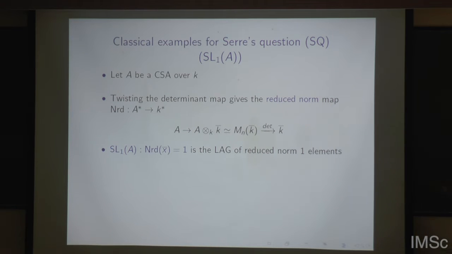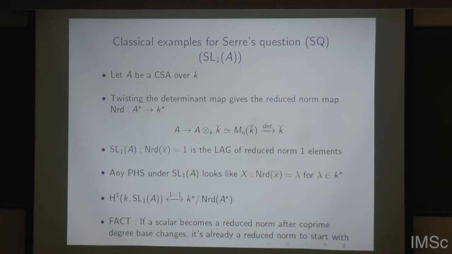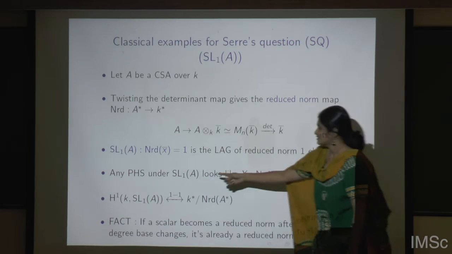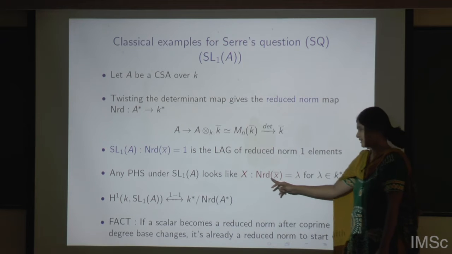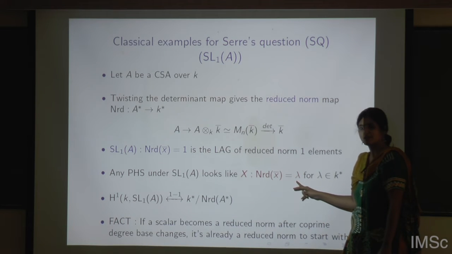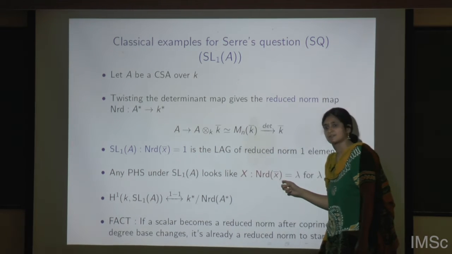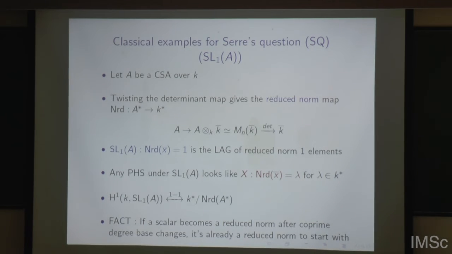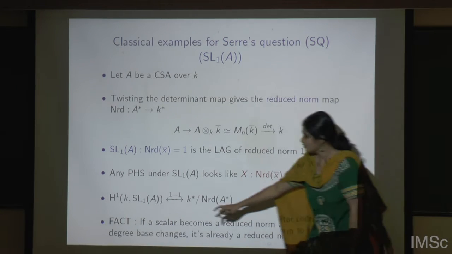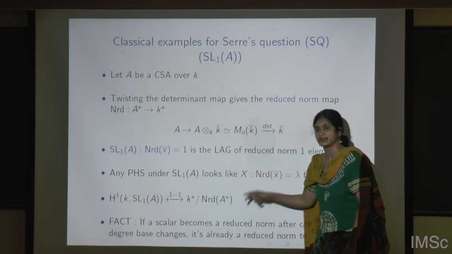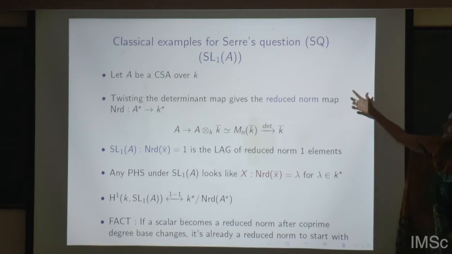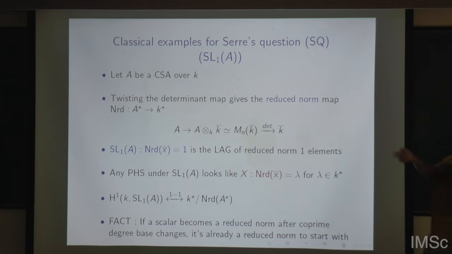Okay, so this is the linear algebraic group, and just like I set up the example where I twisted the circle by a scalar, any principal homogeneous space exactly looks like this. You take the reduced norm equation, instead of 1 you just twist it by a scalar, right? And you can see that this guy will act on this guy simply transitively. And so basically this Galois cohomology set is precisely scalars mod reduced norms. Reduced norms are the trivial ones. What is Serre's question saying? If you have a scalar, you go to co-prime degree extensions. If it becomes a reduced norm, it's already a reduced norm to start with. Okay, and again this is from the theory of central simple algebras.